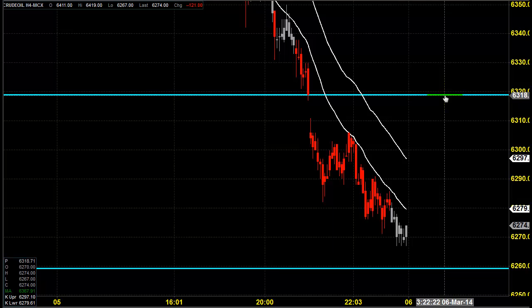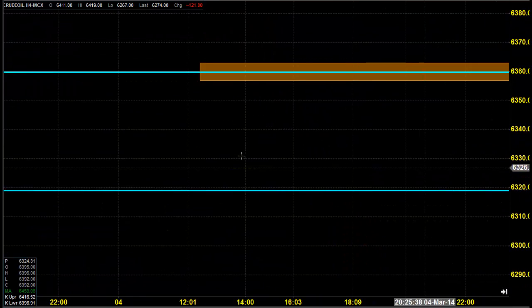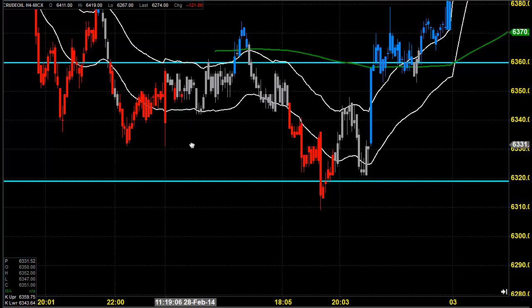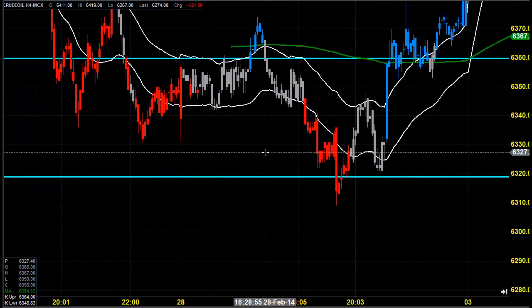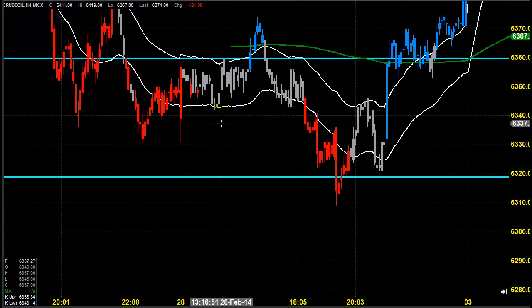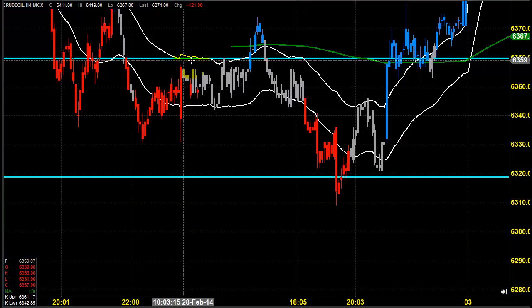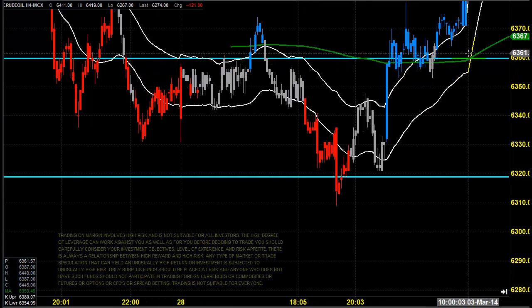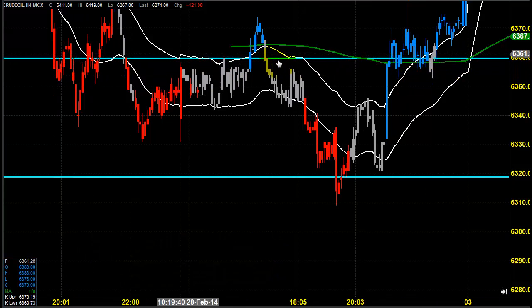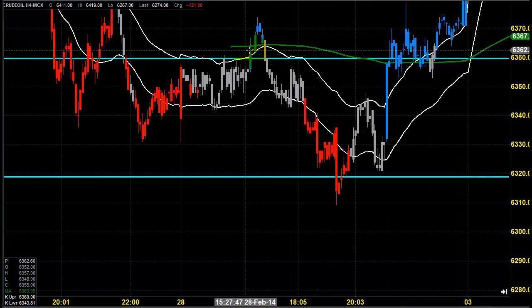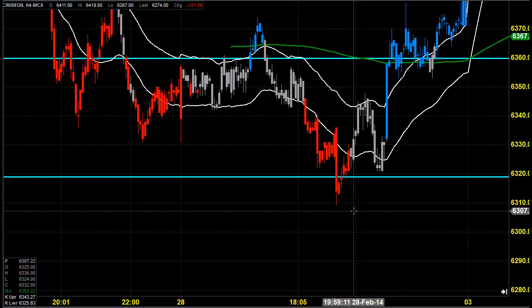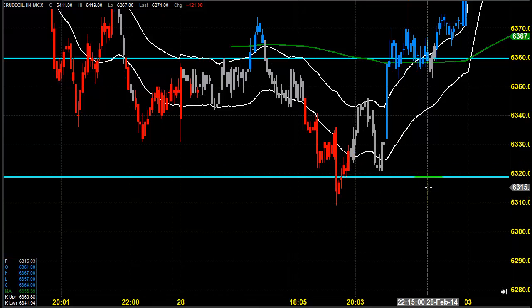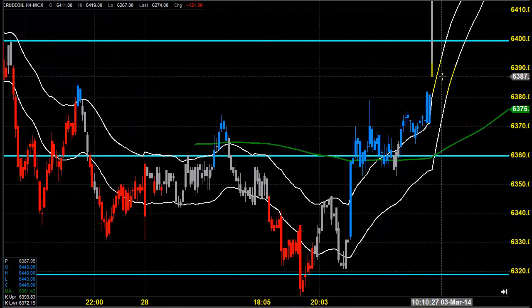having 6320 as the major resistance zone. Why are we choosing 6320 as a major resistance zone? If you notice the price action that happened on 28th of February, it clearly indicates that after breaking 6360, which was yesterday's trend deciding zone, the price went up, but when you see the price action exactly after testing this 6320 area, the market really gave a bounce back.